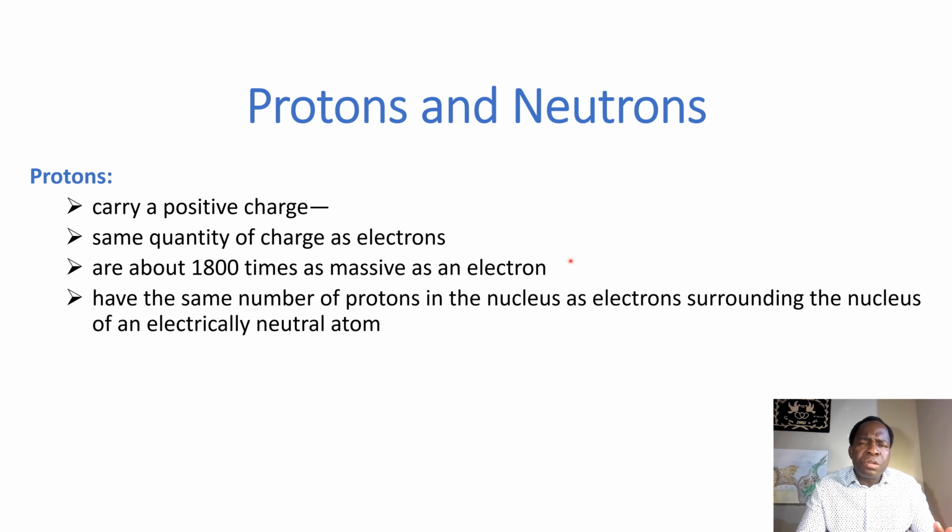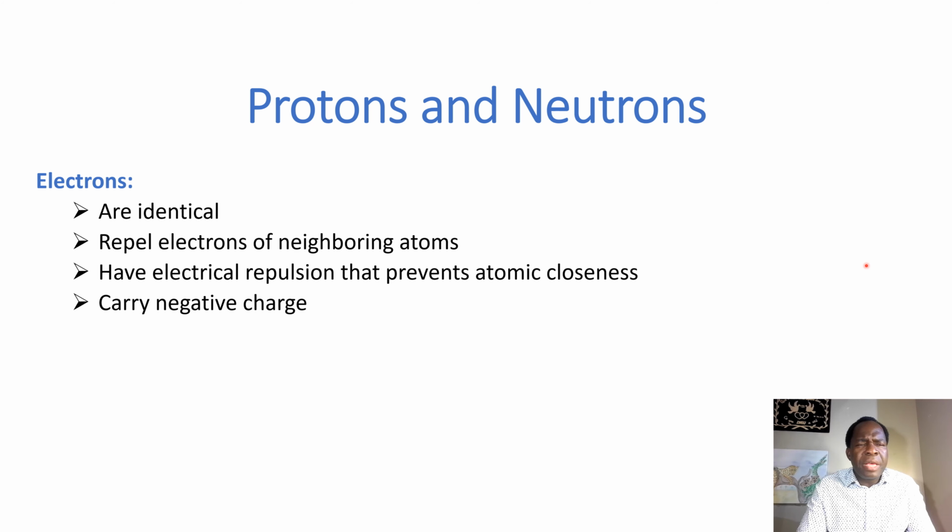Now, what are proton and neutron? When you take the atom, the first part is the nucleus. You see electrons spinning around the nucleus, with electrons on one side and the nucleus on the other. Inside the nucleus is where you find the proton and the neutron. Protons carry a positive charge, and electrons carry a negative charge.